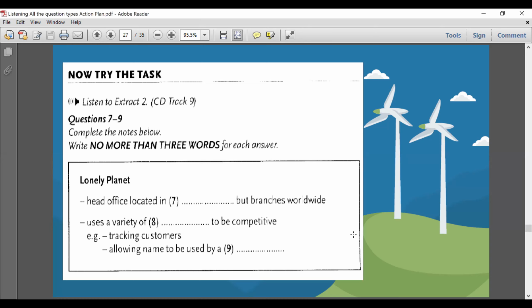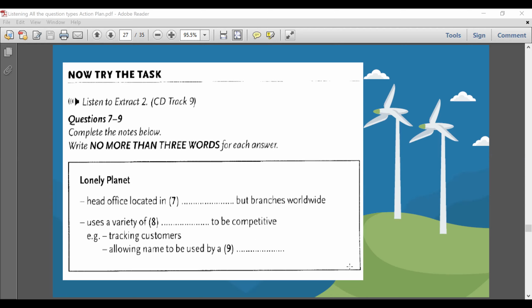Let's see 7, 8 and 9. What is the answer of 7, 8 and 9? Let's first do 7. What's the answer of the 7th one? What's the answer of the 7th one, everybody? I want to get answers from everybody. Yeah, the answer of the 7th is going to be Australia. The answer of the 7th is going to be Australia in capitals. The 8th is a little short, so let's play it again for the 8th.